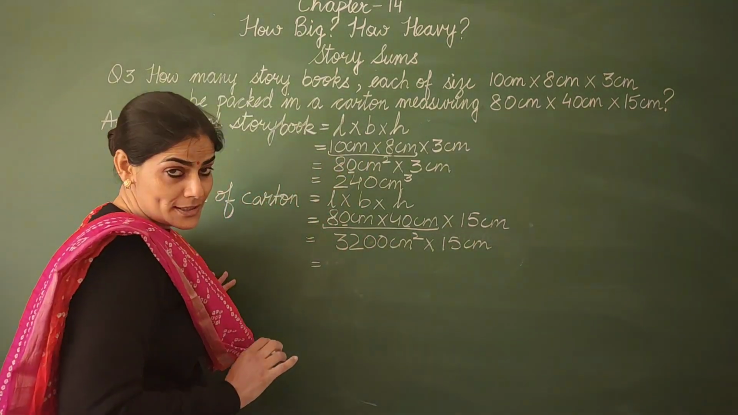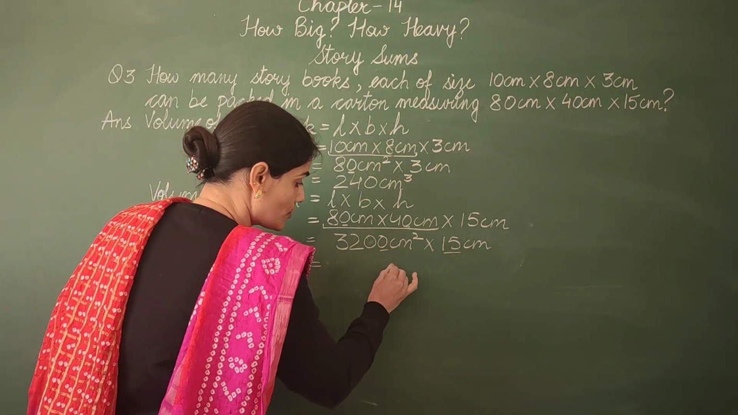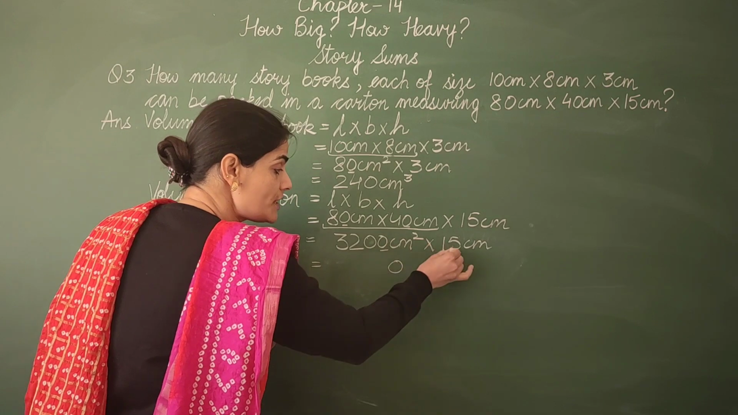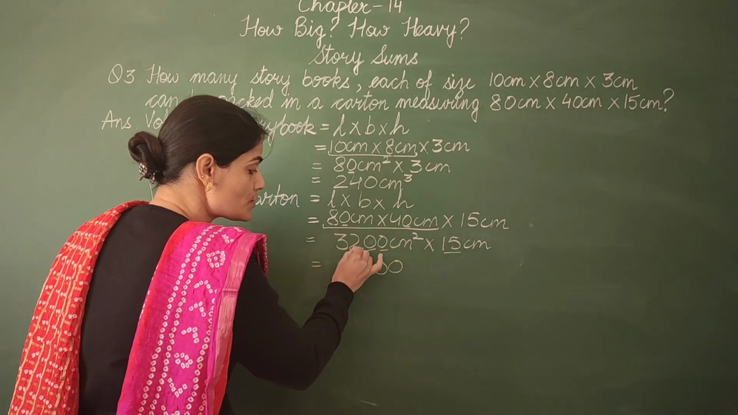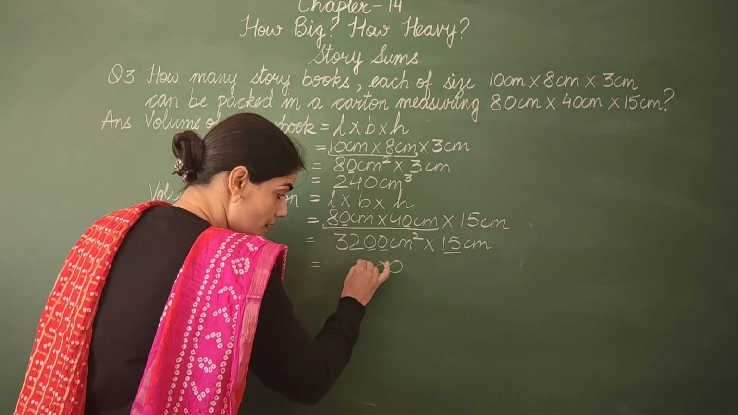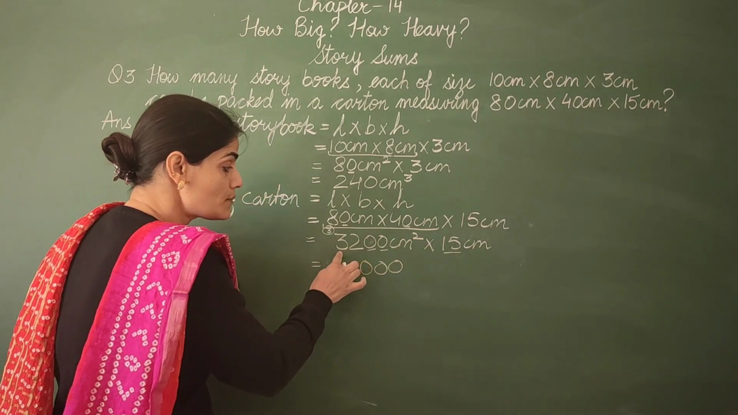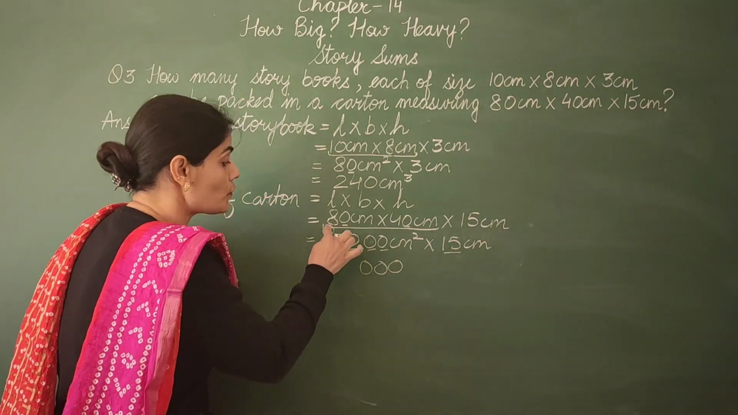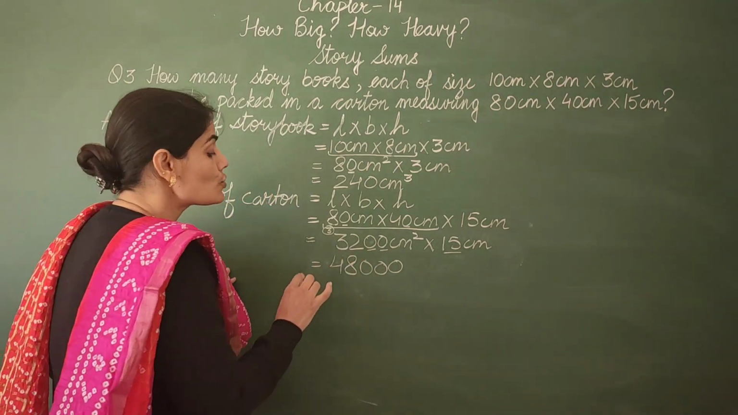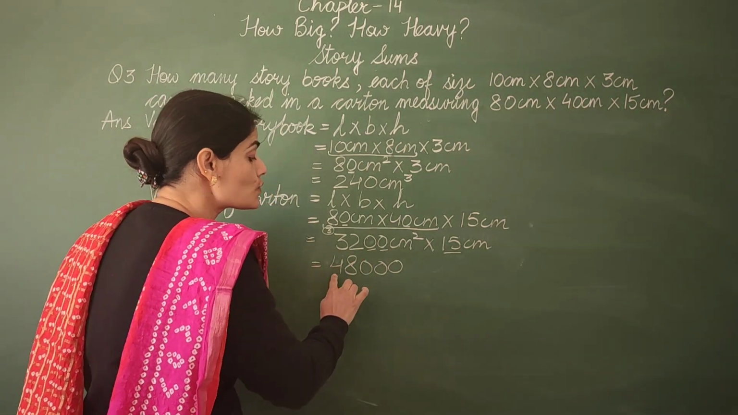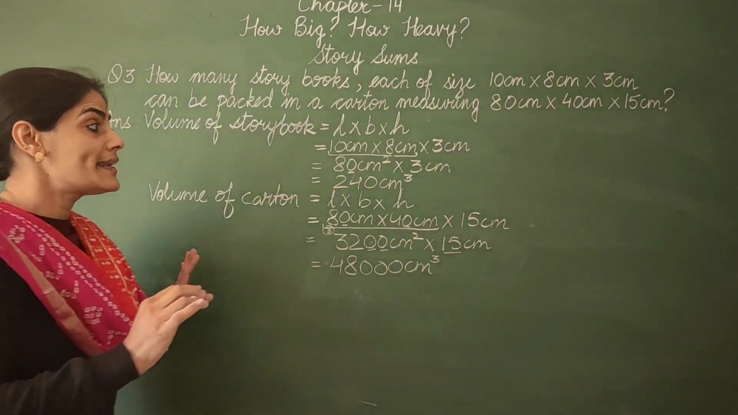We all know the table of 15, isn't it? So 15 times 0 is 0. 15 times 0 is 0. 15 times 2 is 30. 0 I write and 3 I carry. 15 times 3 is 45. 45 plus 3 is 48. So the volume of this carton is 48,000 centimeter cubed.